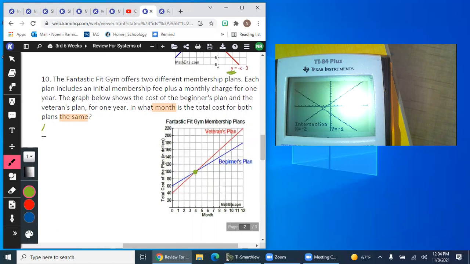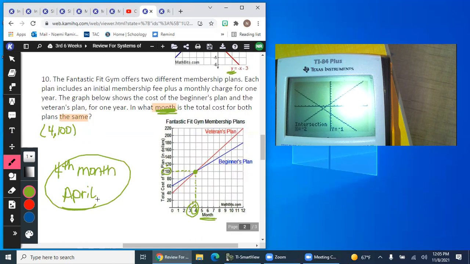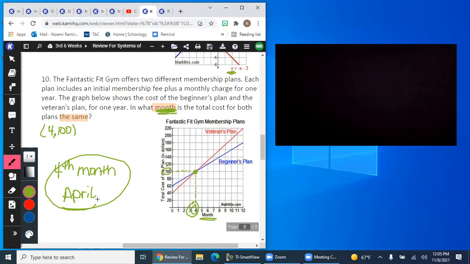So my solution to this is 4, 100. Here's my 100. My x value is 4. So 4, 100. But they're specifically asking for the months. My months are down here. So we're talking about the 4th month. Now, those of you that know your months, we're talking about April, right? So 4th month. All right, so all of this writing, we do expect to see it on your review sheet.